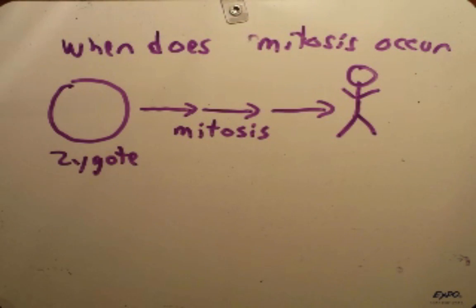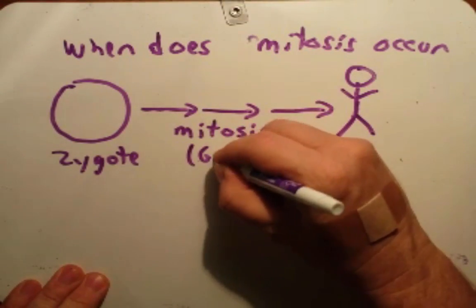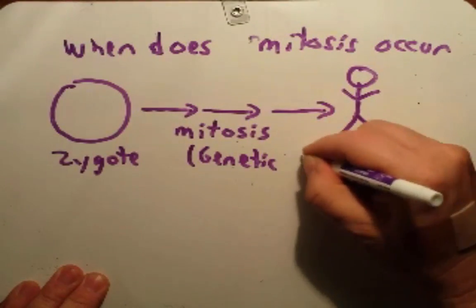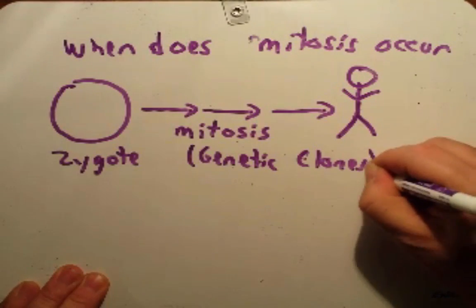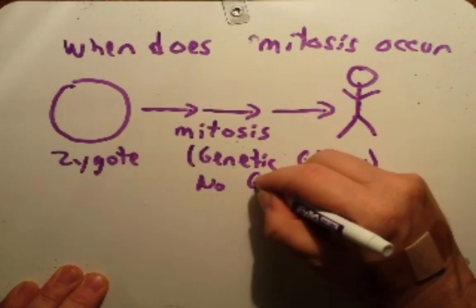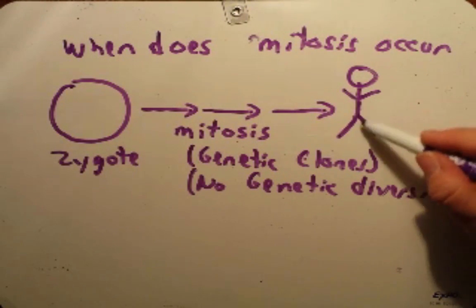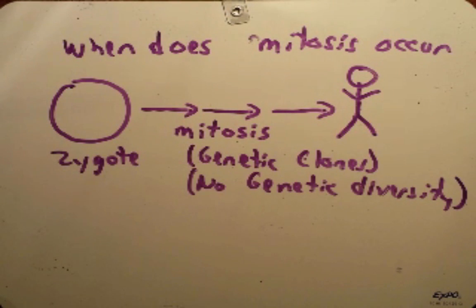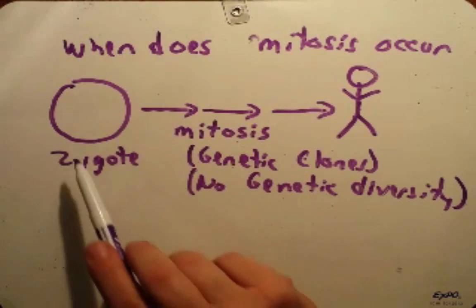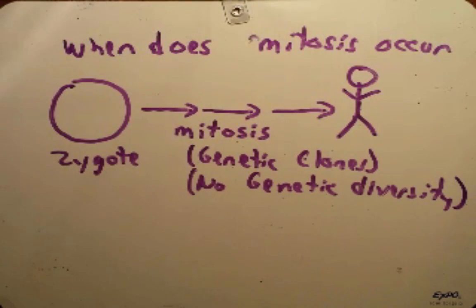As these cells divide, they continue to make new cells that are genetic clones. No genetic diversity. They may express different genes, which allows the cells that begin to specialize in this human to have a different function, but genetically they're identical to the zygote. Now in a few days we're going to talk about mutations, and sometimes mutations can make it so they're not genetic clones, but for now we can just say that this is always going to produce a genetic clone.